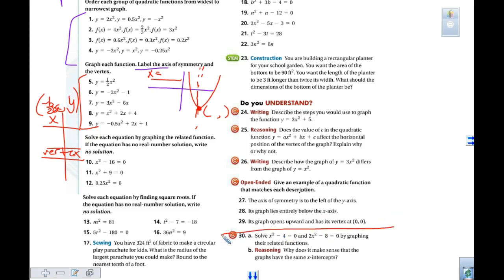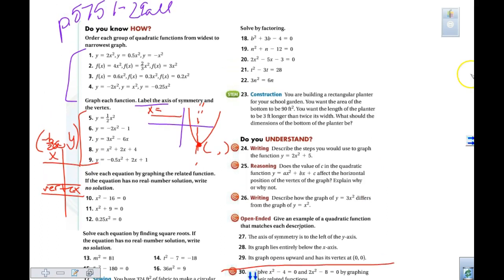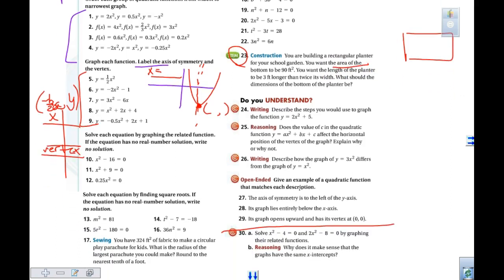These last ones, giving examples of ones that look at that, describing how they differ, giving your reasoning, writing one. Here's a construction one that some of you got to draw the picture and think about what you're doing. What is the area? So they tell you the area, and we're trying to find the missing sides. So take a look as you're using your time.